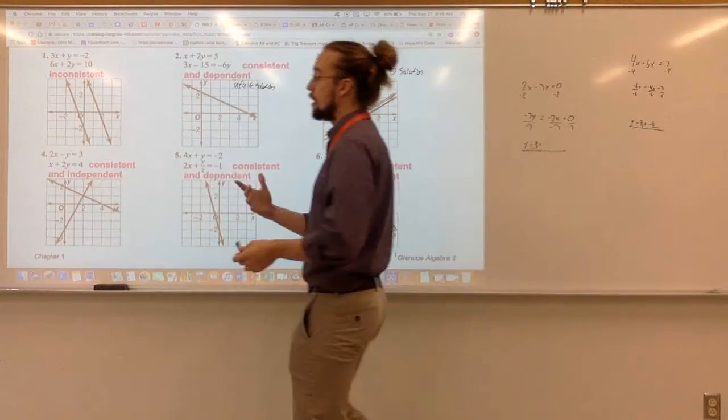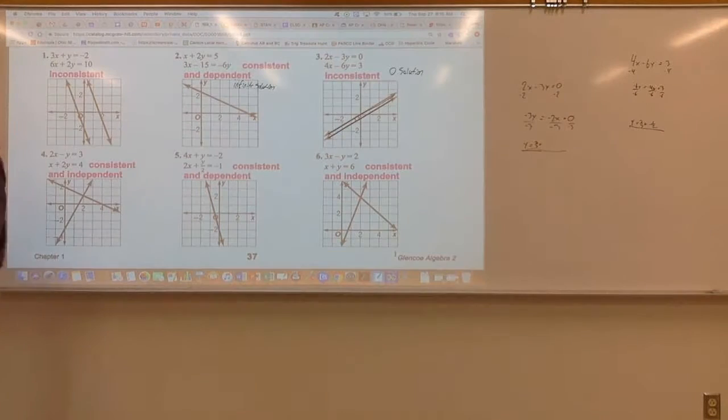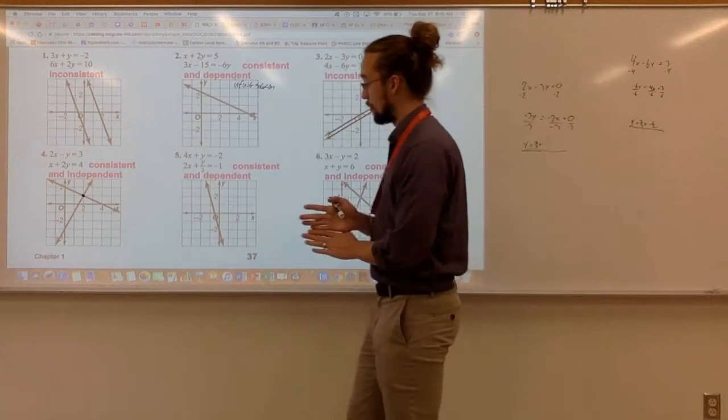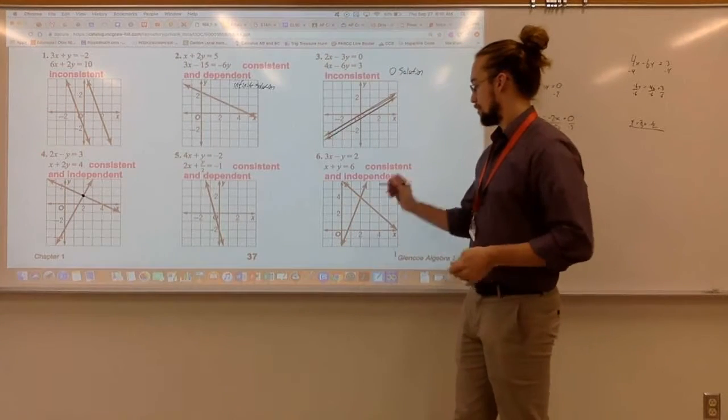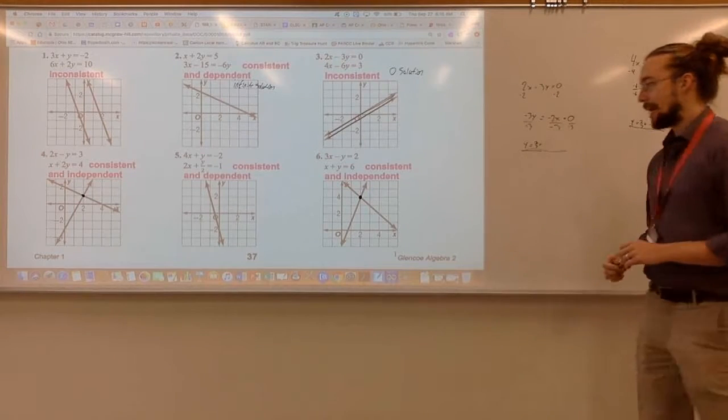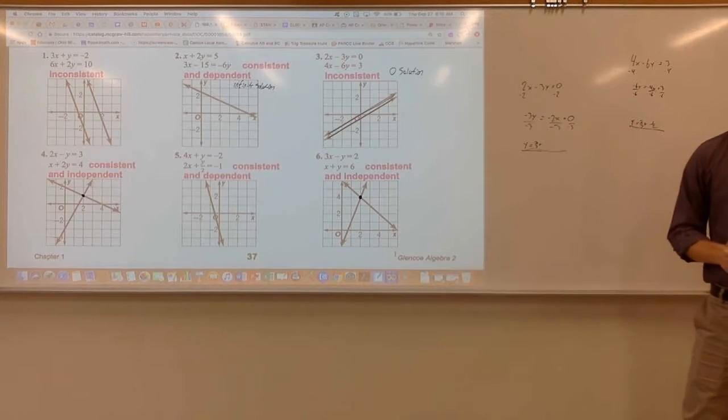Now, if you did get to number 4, 5, or 6 down here, number 4 ends up being one that does have a single solution. These two lines cross at the point (2, 1). Number 5 ends up being another one where the lines sit right on top of each other. And then number 6, we have one solution again. The lines crossed at the point (2, 4).